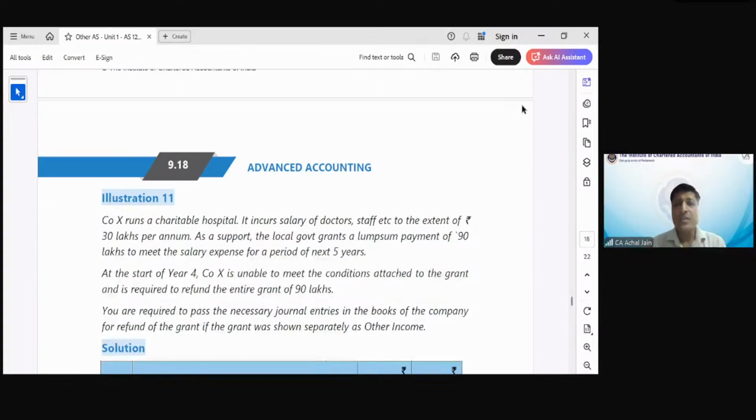So how do you record this refund of government grant? Quickly. How do you record this refund of government grant? Over to you. Yes, tell me quickly. How do you record this?